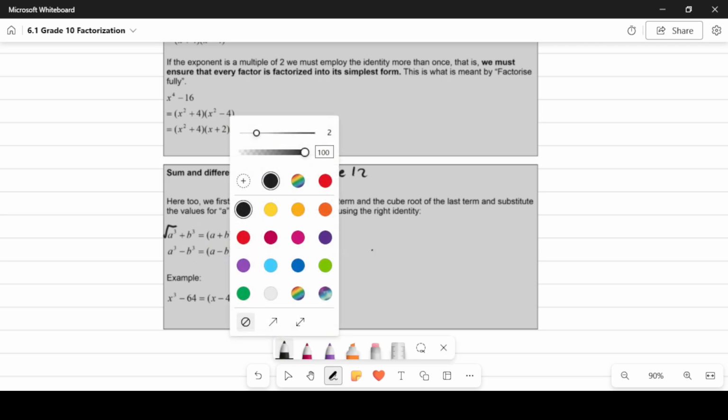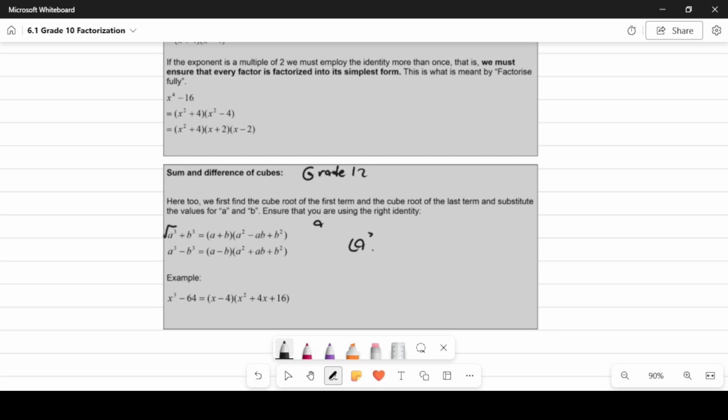So if I have to elaborate on this, let me write it down here. See, a cubed minus b cubed, I'm not looking at the identity, will give you cube root of the first term a, cube root of the second term b, copy the sign in the first bracket. In the second bracket, you'll have a squared, change the sign, multiply both the terms ab and square the last term, plus b squared. Right? Now it's very important to see here, what is the first term? X cubed. What is the second term?